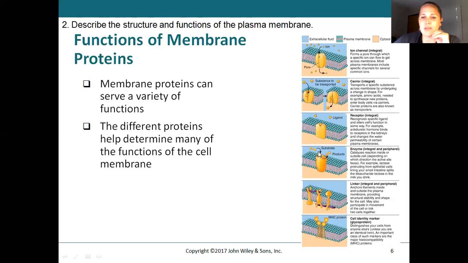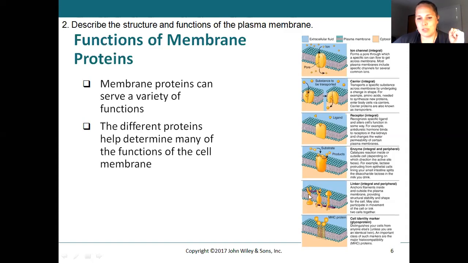Enzyme, where you have catalyzing reactions, so maybe there's some type of reaction that needs to take place on the surface of the cell, or some type of reaction that needs to take place on the inside of the cell. The fact that that protein can be nicely anchored on the cell assists it in its function. A linker protein, which you can see here, is interacting with these peripheral proteins.